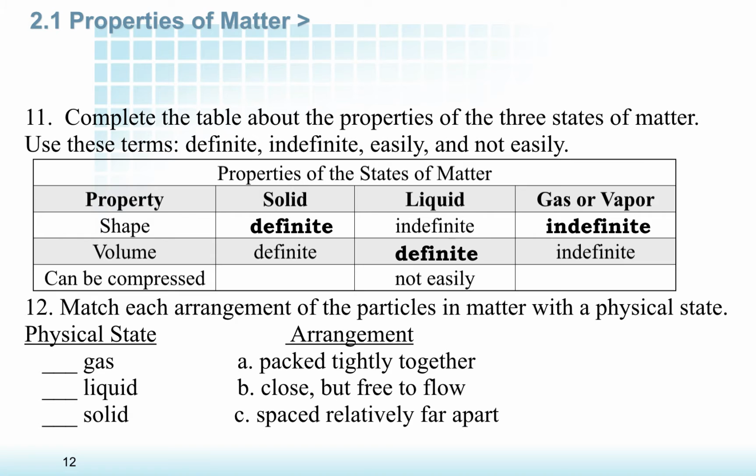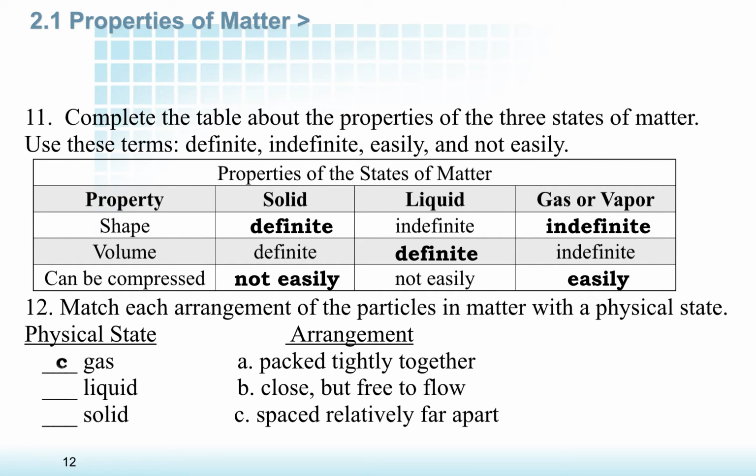Solids have definite shape, definite volume, and they're not easily compressed. Same thing with liquids. Even though they have an indefinite shape and a definite volume, they are not easily compressed because the particles are so close together. Gases are vapors because they are so far apart. They are easily compressed.